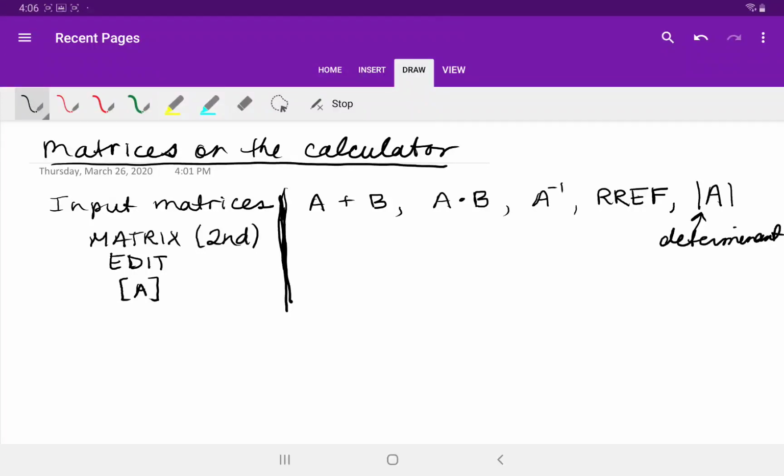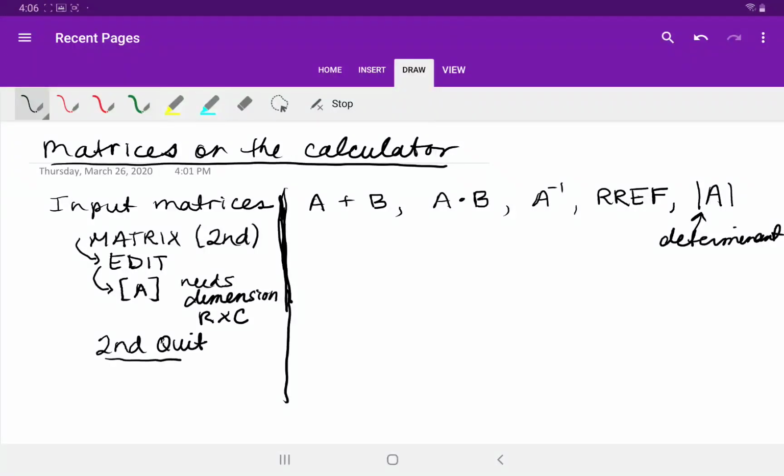Now, when you go to edit A, it's going to ask you for the dimensions. When you're doing the dimensions, remember that's rows by columns. So matrix, then edit. I won't put the colons, but basically this is the order. Matrix, then pick the edit menu, then pick which matrix you want, and then type it in. To get out of that section, you're going to hit second quit, and I'll show you where that is.